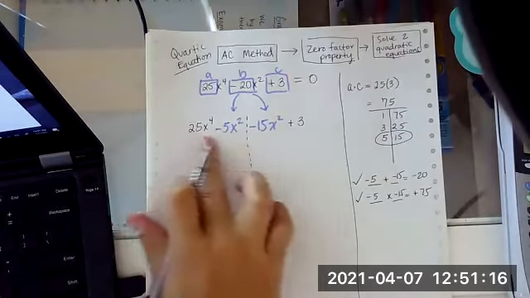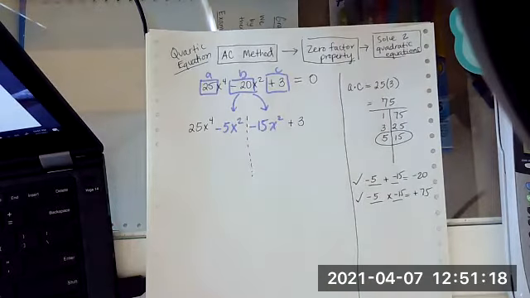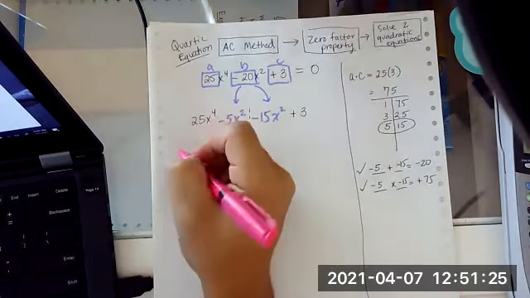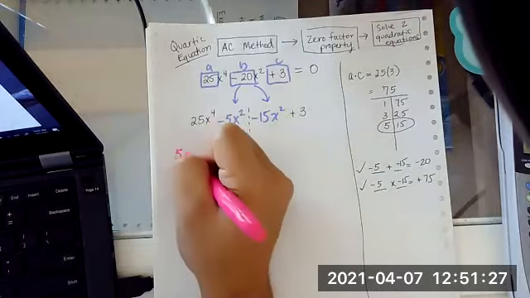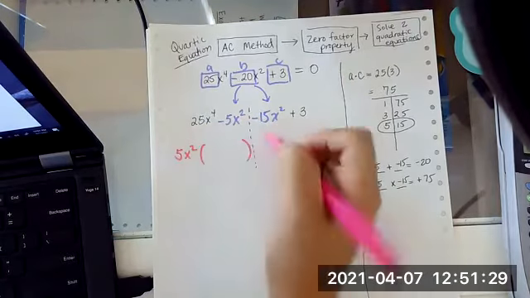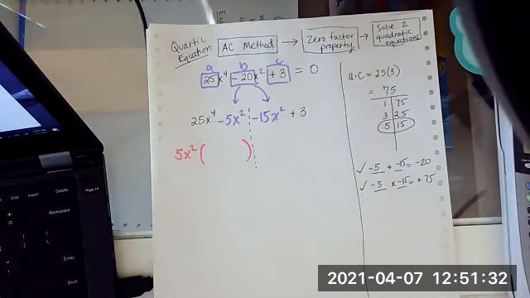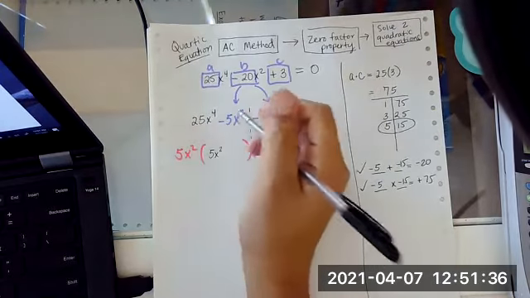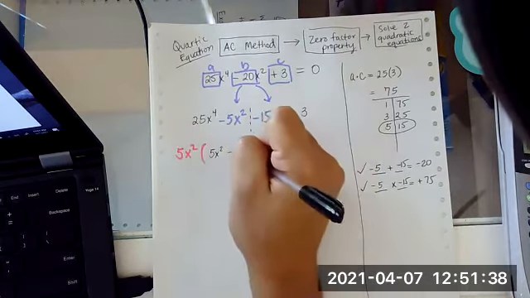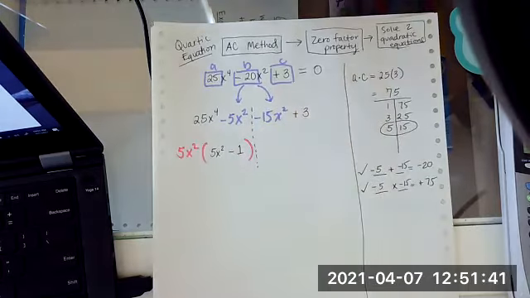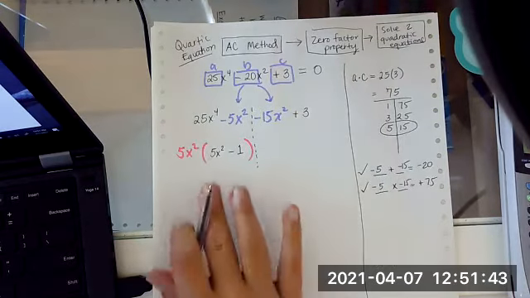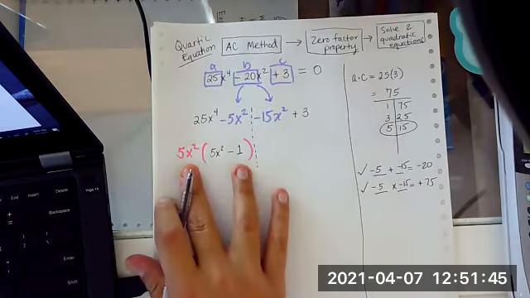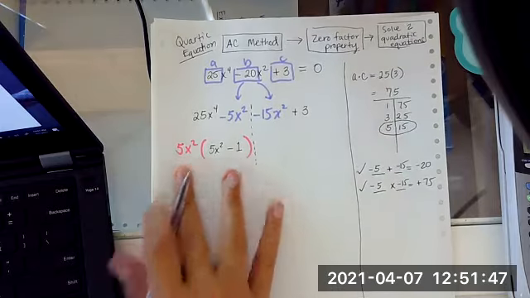Okay, so what is the greatest common factor for these first 2 terms? 5x squared. Yeah, 5x squared. And that should leave us with a 5x squared there minus 1. Is everybody okay with that? Or is there anybody who's not okay with that?